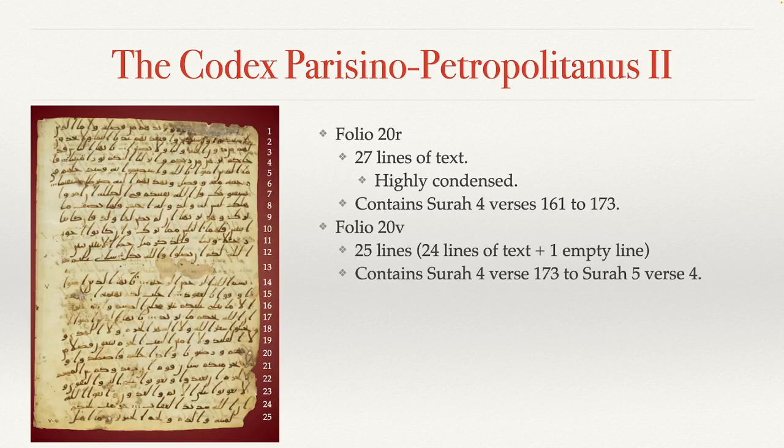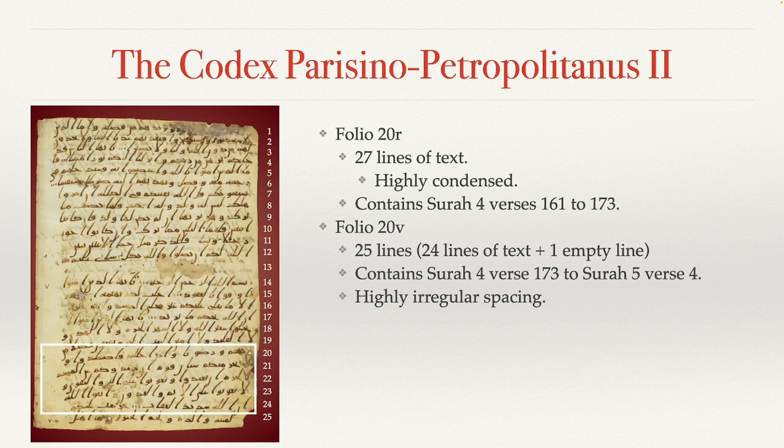Now, let's look at the reverse side of that same folio. Here we have 25 lines, 24 lines of text plus one empty line in order to separate the next surah. This folio contains Surah 4 verse 173 to Surah 5 verse 4. And what we see is a highly irregular spacing. The first 6 lines go into the margins, which is completely novel for the entire codex. And not only do the first 6 lines go into the margins, the line height is also lower than on the rest of the page. So you can see this white rectangle. If we move that anywhere else on the screen, instead of 6 lines, it always only contains 5 lines.